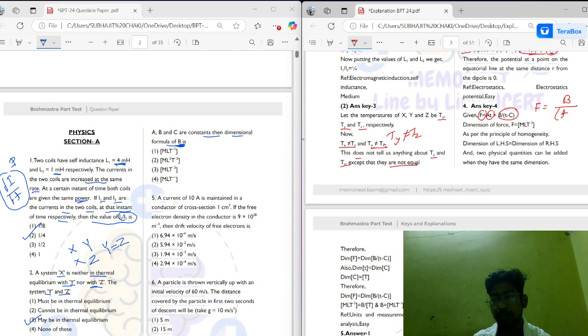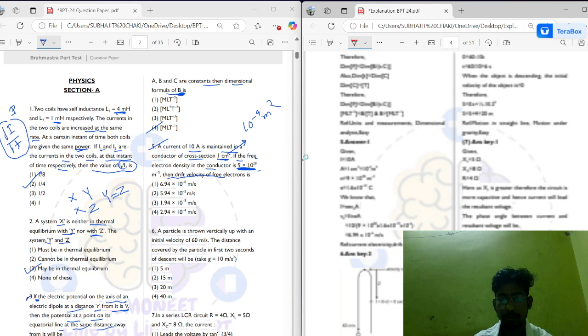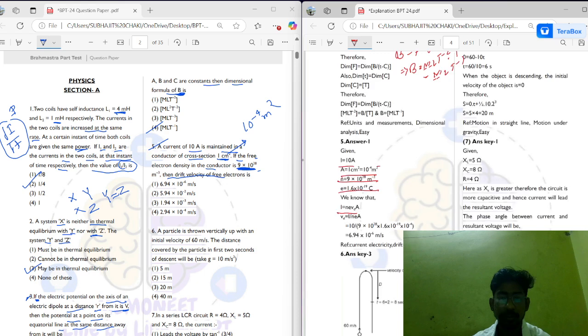A current of 10 ampere is maintained in a conductor of cross section 1 centimeter square, that means 10 to the power minus 4 meter square. If the free electron density in the conductor is n, then the drift velocity of free electrons will be? So I is given, A is given, n is also given, e we know, and we know the formula I equals nevdA. So vd equals I divided by neA. This is the formula you have to use to calculate the drift velocity.